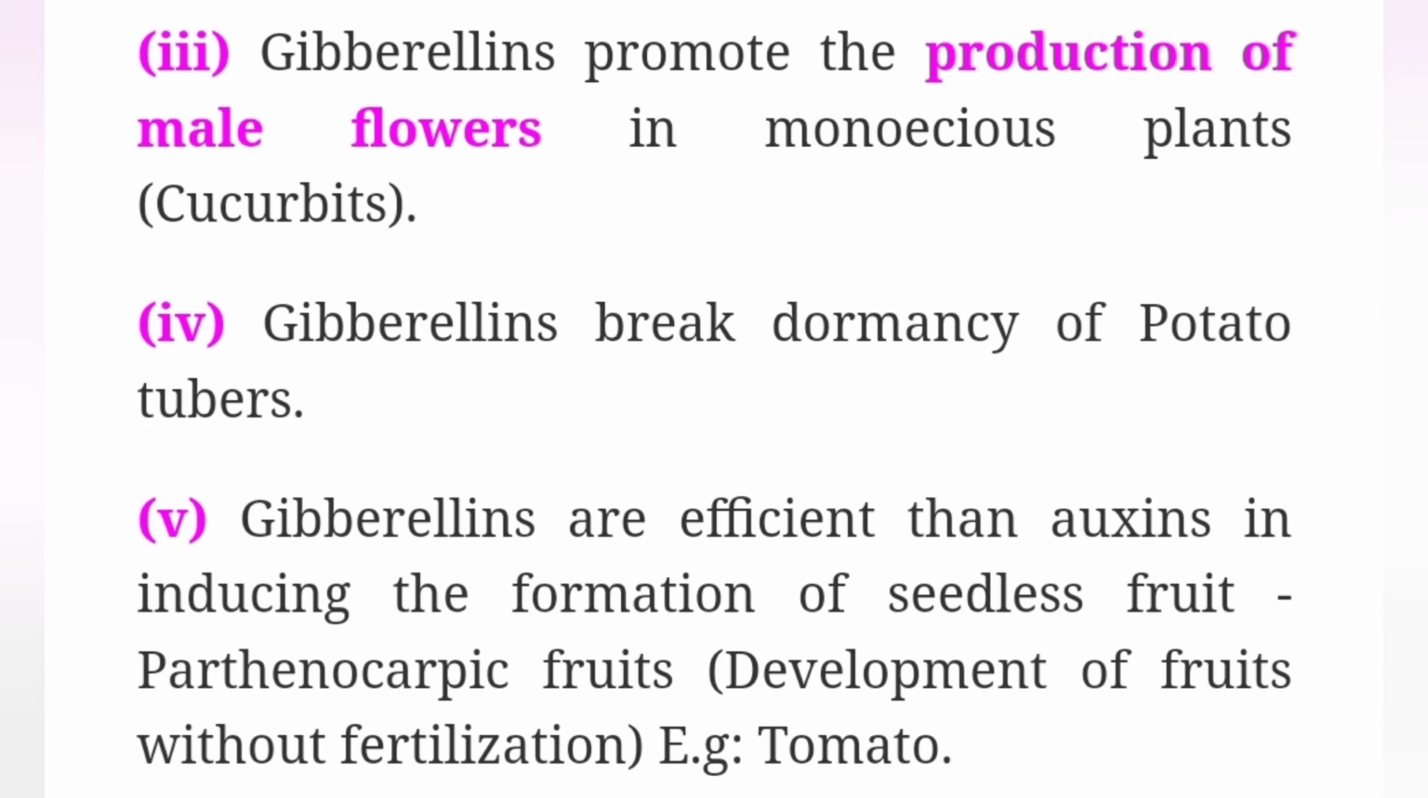Then fourth point, gibberellins break dormancy of potato tubers. Then fifth point, gibberellins are more efficient than auxins in inducing the formation of seedless fruit. Then parthenocarpic fruits, development of fruits without fertilization. Example, tomato.